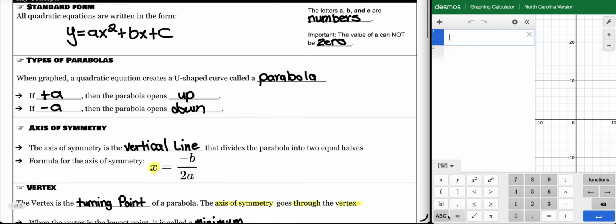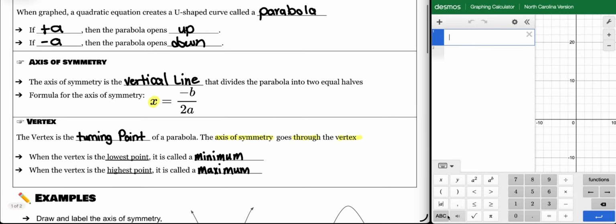Now, with that, we're going to look at axis of symmetry. Axis of symmetry is a vertical line that divides the parabola into two equal halves. Now, there is a formula that we use that is attached to the axis of symmetry, and that formula is x equals negative b divided by 2a.